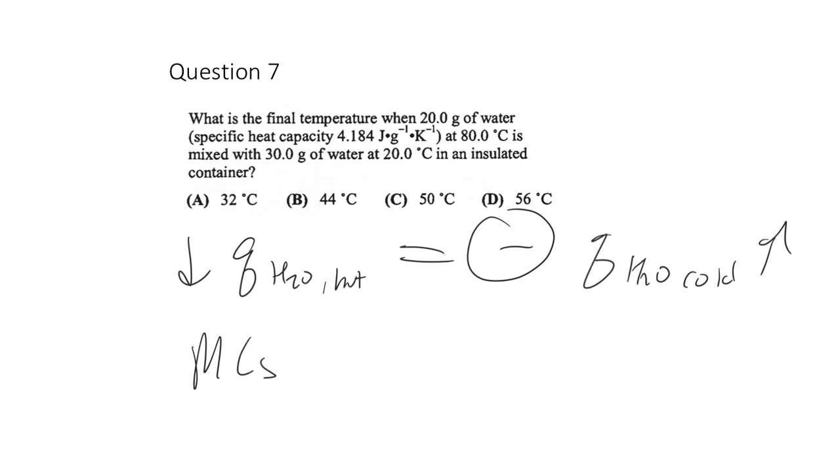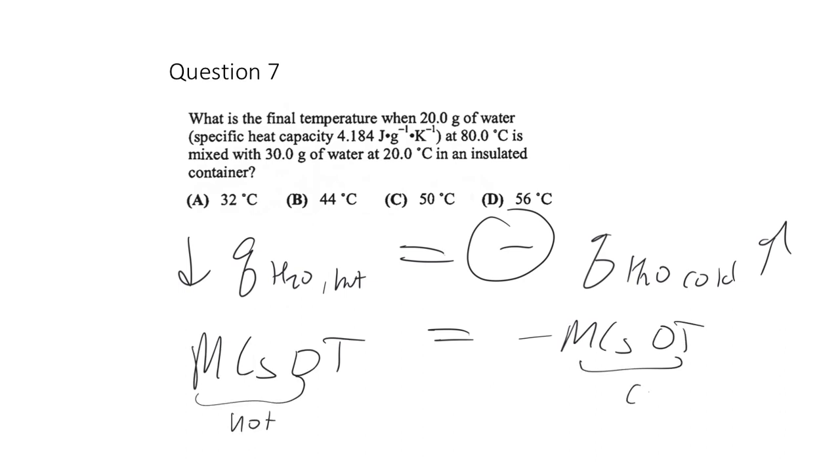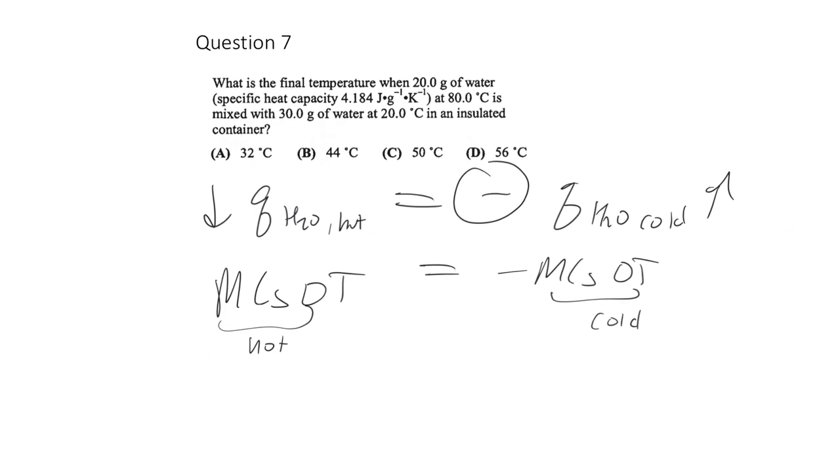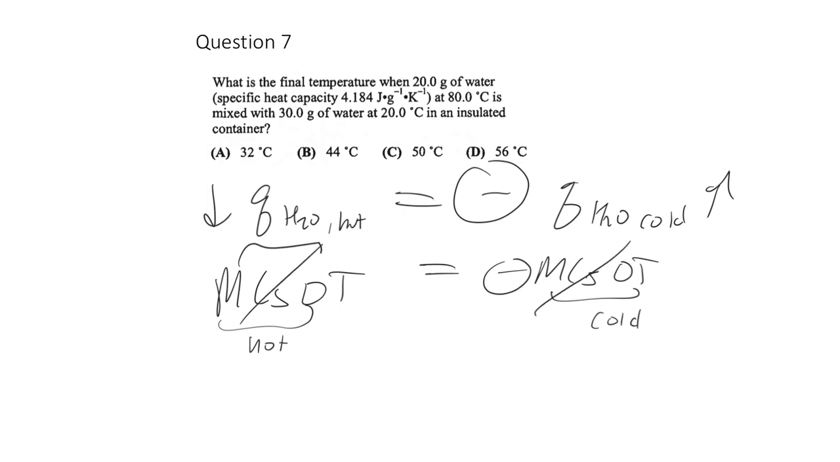We have our mCs delta T equal our negative mCs delta T, but this is just so we can have one side be the hot, the other side be the cold, and it doesn't matter. Math is still math. You could put the minus sign here, and it's still mathematically the same. So we just need to plug in the mass and the delta T and the Cs of water for one side. And we have water for both substances, so the Cs cancels.